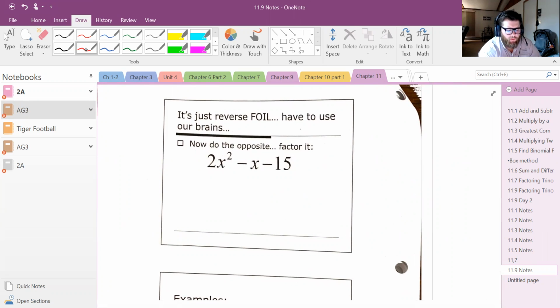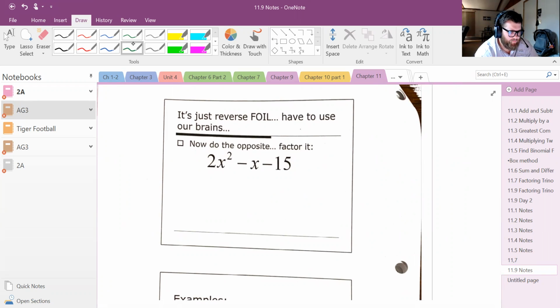Now we want to factor 2x squared minus x minus 15. First things first, check if you can factor a monomial out. What's a monomial? It's a single term. We can factor out all three to make our lives a lot easier. Guess what? Shocker, this one you can't, right?